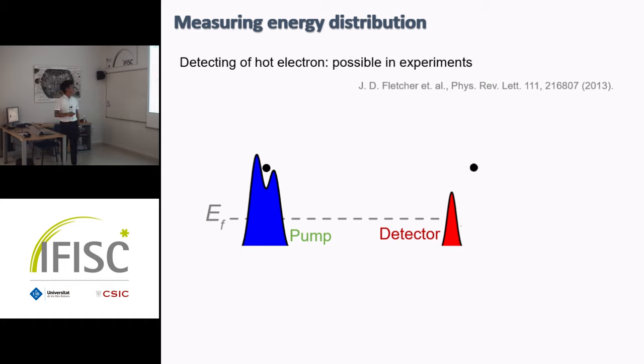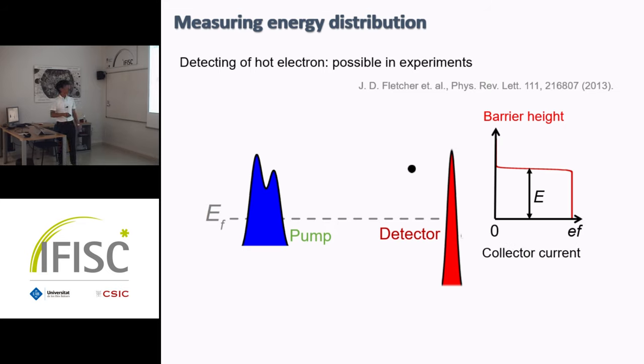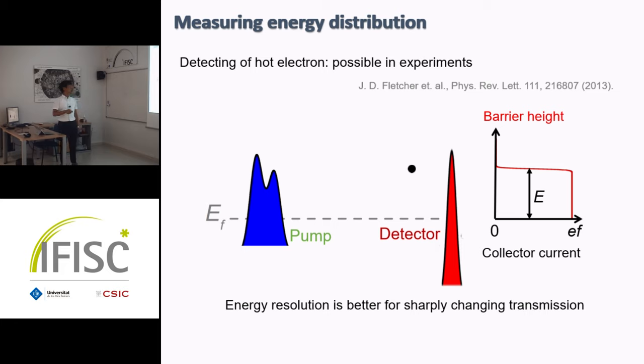In this setup, we pump and generate a hot electron propagation, and we prepare another potential barrier as a detector. And we measure the current through the detector. Depending on the height of the detector barrier, the current is generated or not generated because of reflection. So we measure the current through the barrier as a function of the barrier height, and we have this kind of curve. At the onset of the current generation, we have information about the mean energy of this electron. And by this width, we also have information about the energy uncertainty of this electron. The energy resolution of this barrier is better for a sharply changing transmission probability, so if the barrier is thick, then we have better resolution.